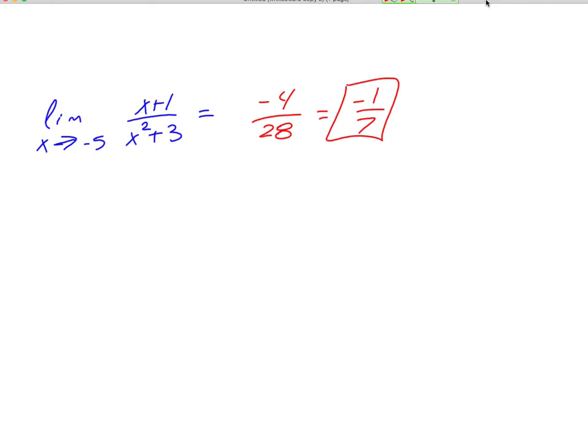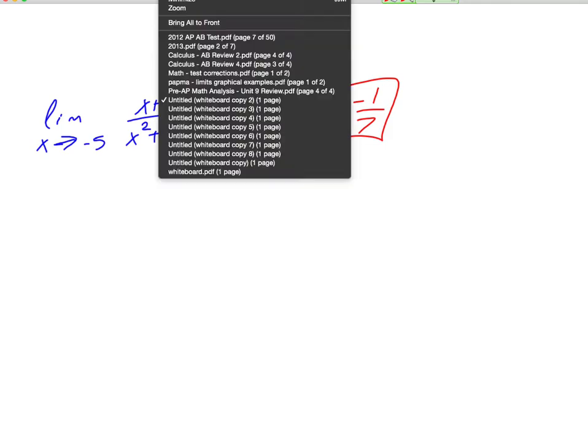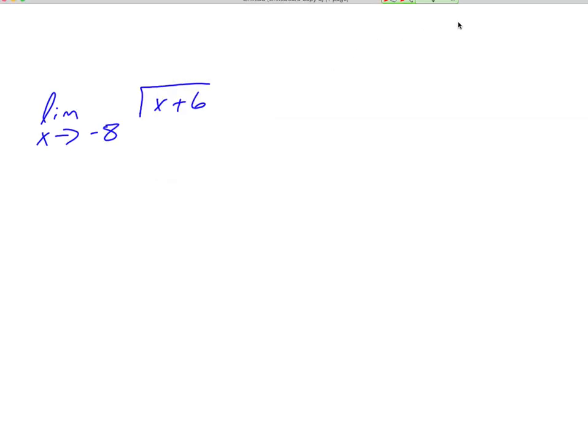So AJ, what does negative 1/7 represent? The y value as x approaches negative 5. As x approaches negative 5, we're headed towards the y value of negative 1/7. So far we haven't run into any problems yet. When we plug in, we've got the number. No problems. Which means we're about to have a problem.